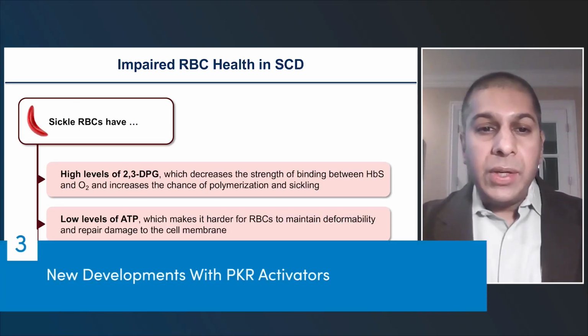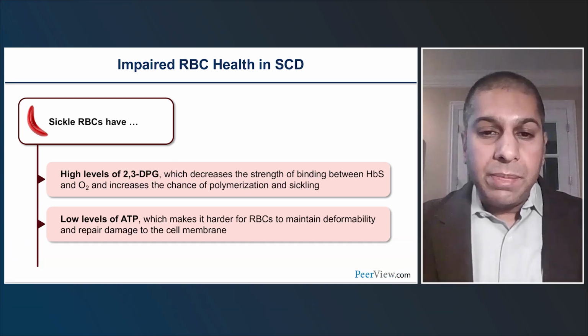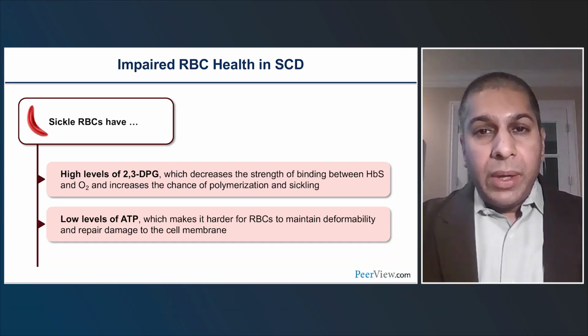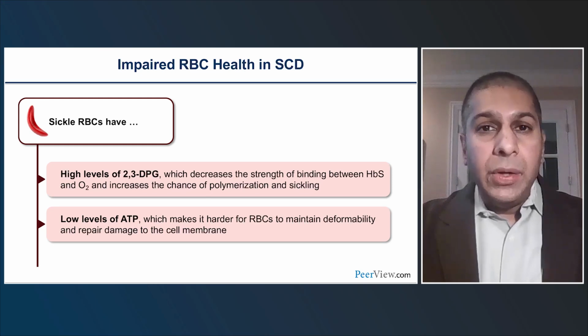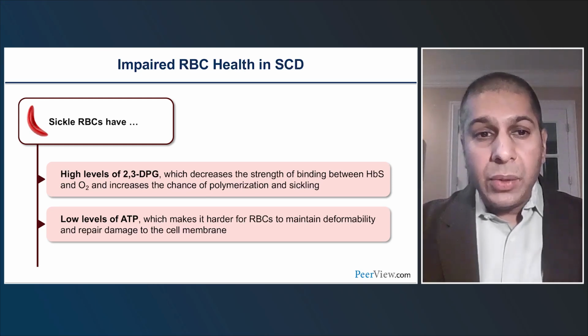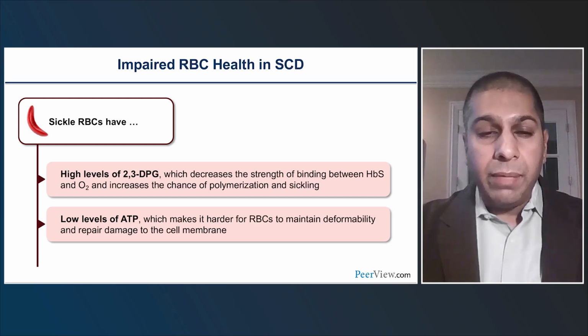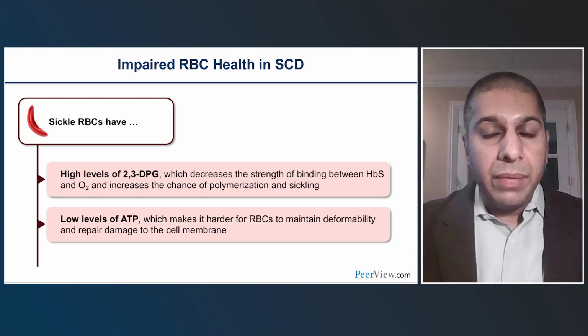So you've just seen a question on PKR activators in sickle cell disease. Let's explore some of the evidence for this agent class. What's known is that sickle cell red blood cells have high levels of 2,3-DPG and low levels of ATP. This is important because 2,3-DPG offloads oxygen from the hemoglobin, so high levels will cause more offloading of oxygen, while low levels of ATP can impair red blood cell membrane health, which is also an important feature of sickle cell disease.